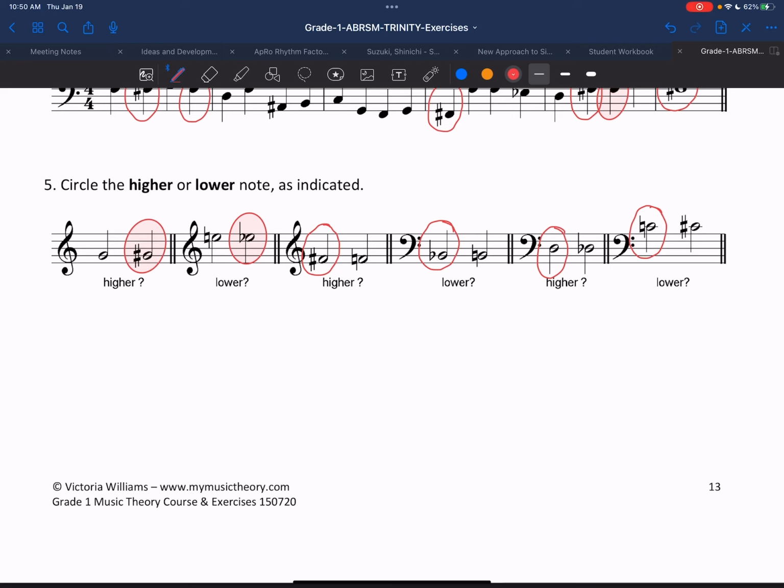So there we have the answers for our accidentals exercises.